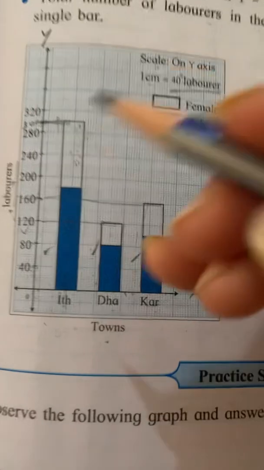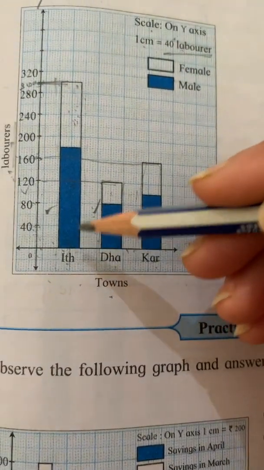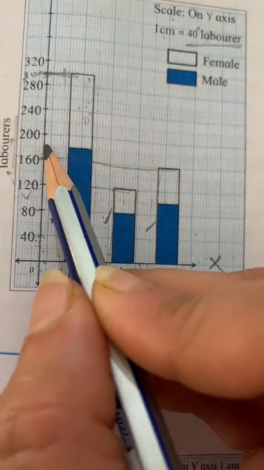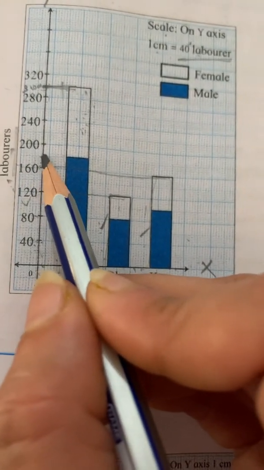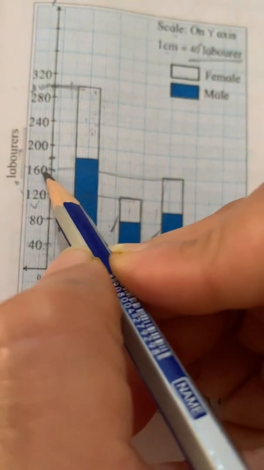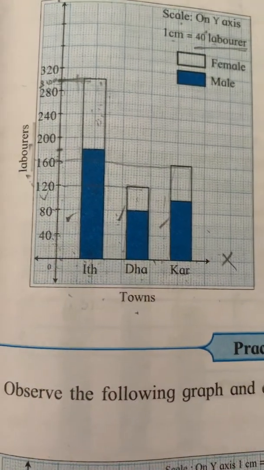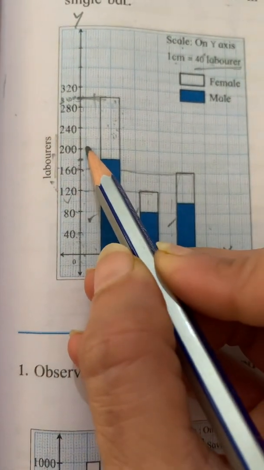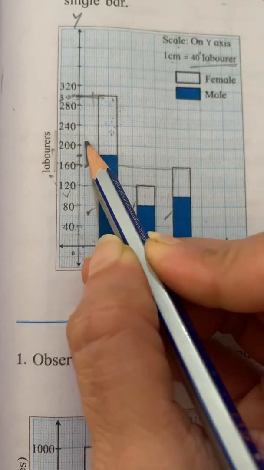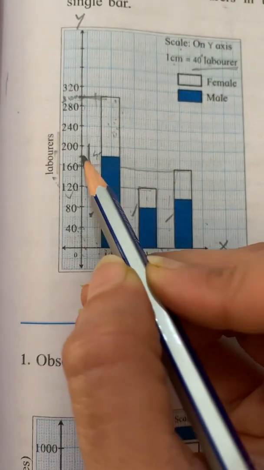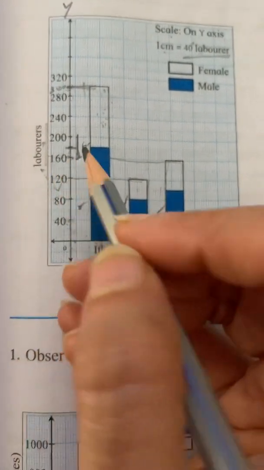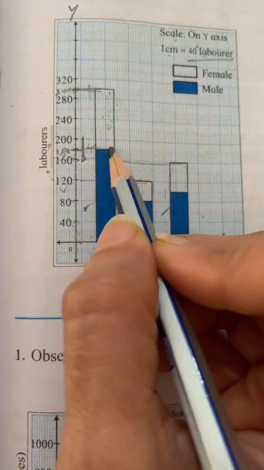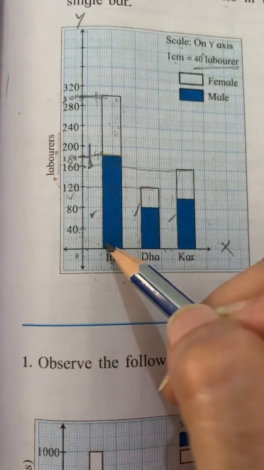So in 3 towns, I have 180. So I'll be marking 180. Now from 160, 180 will be 20 more units. So 20 units is here. Now from 160 to 200, it is 40 divisions, right? So half centimeter of this, this whole thing is 40. So half of this is 20. So this will be my 180. So my 180 I will mark, and I am marking this as male.